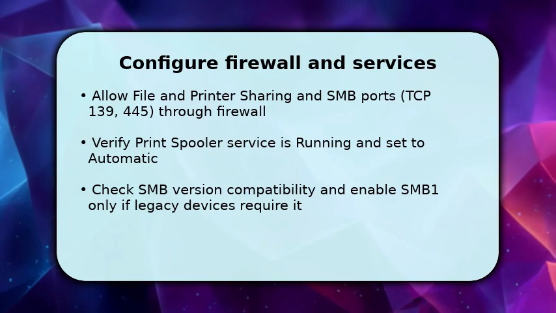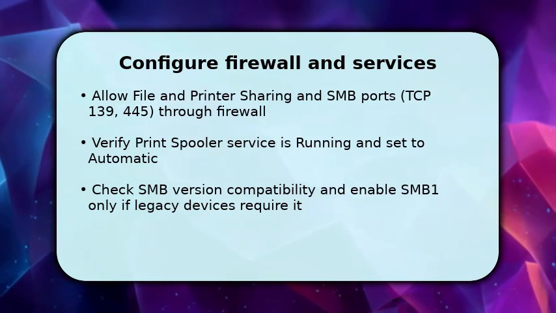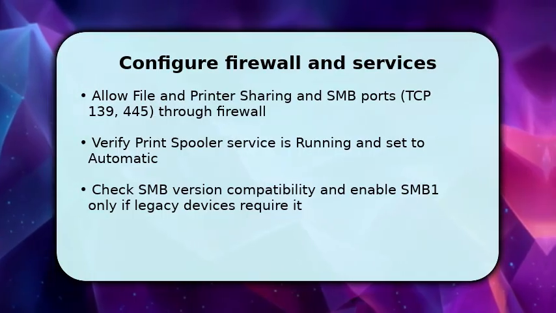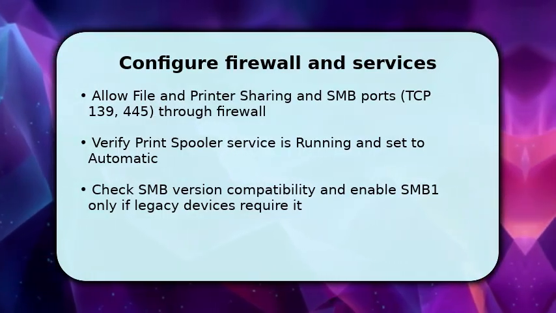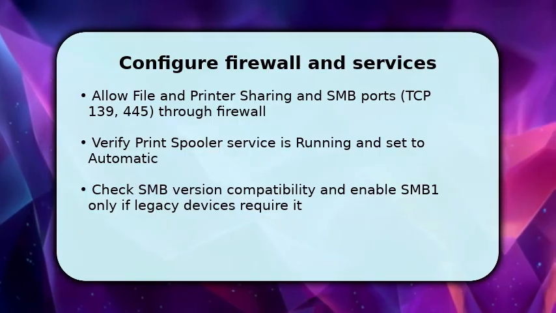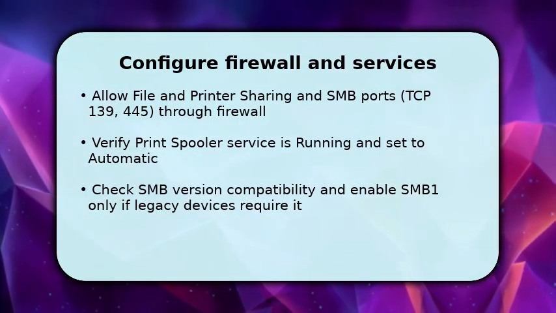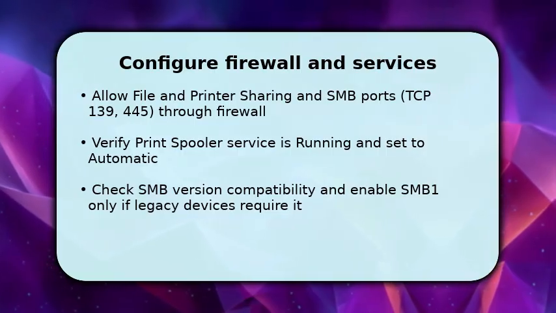Next, make the connection path usable. Allow file and printer sharing and the SMB-related ports in Windows Defender Firewall for private networks. Include both inbound and outbound rules. Then open Services, confirm Print Spooler is running, and set to automatic so the queue persists across reboots.